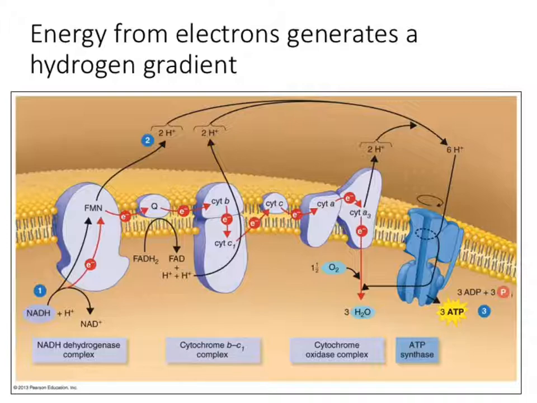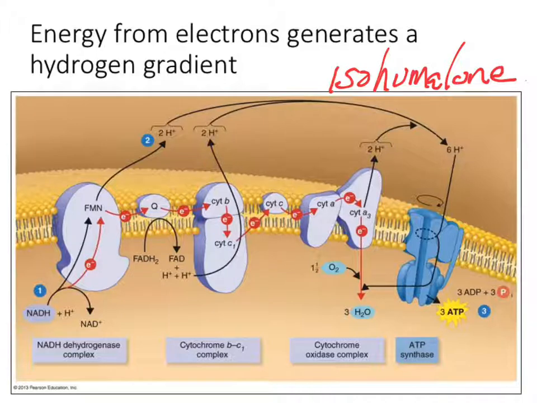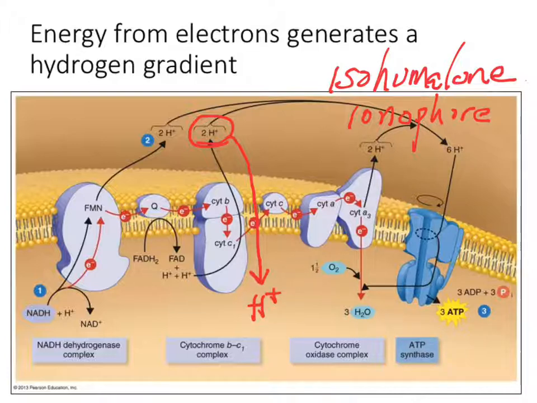Apparently that's tilted. So hops contain what's known as isohumolones. Isohumolone. The isohumolone is a hydrogen ionophore. Ionophore. What ionophores actually do is they take hydrogen from here and they carry the hydrogen across the membrane.